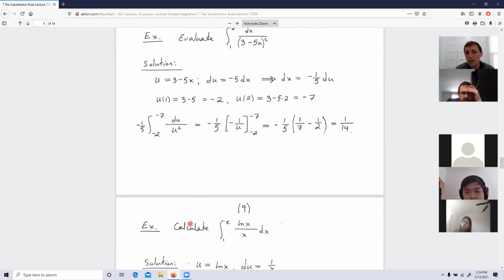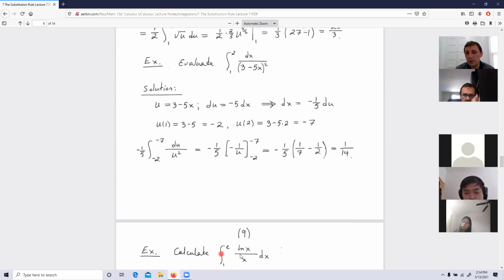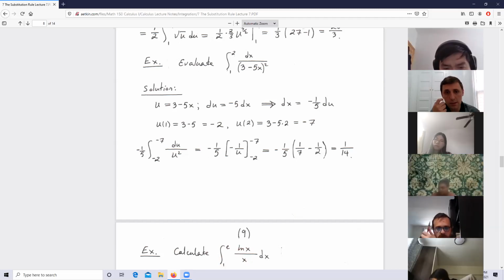Now, very quickly, guys, with whichever method you like, calculate this. Integral from 1 to e of ln x over x dx, please. I would like the solution in 1 minute. At least the antiderivative and then the plugging in.